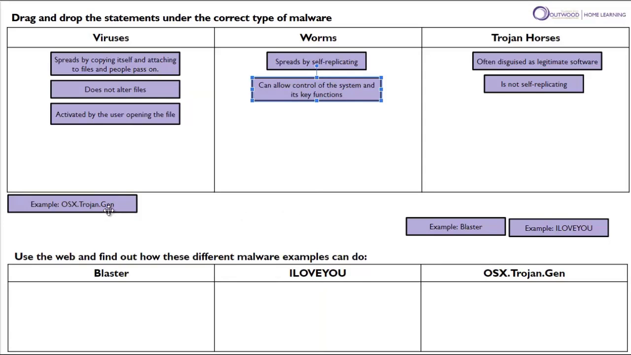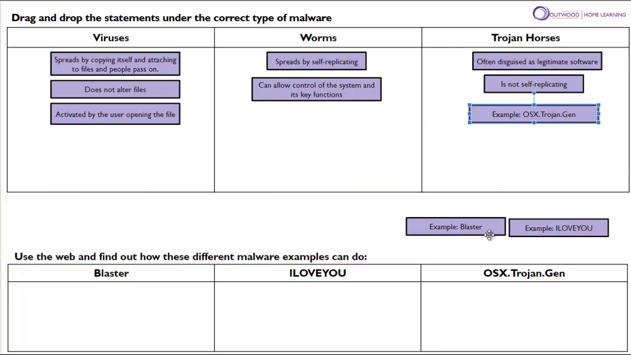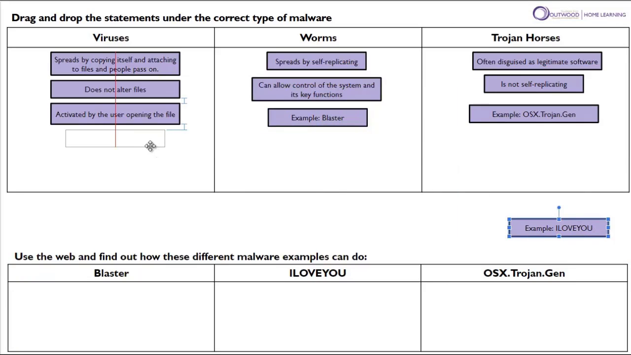So then we've got examples. So we've got the OSX Trojan Gen. Well, that is clearly a Trojan. We've got Blaster, which is a worm. I'm going to look at these in a second. And we've got the I Love You virus. So the I Love You virus also has a little worm tendencies in it with how it works as well. So let's have a look at these.